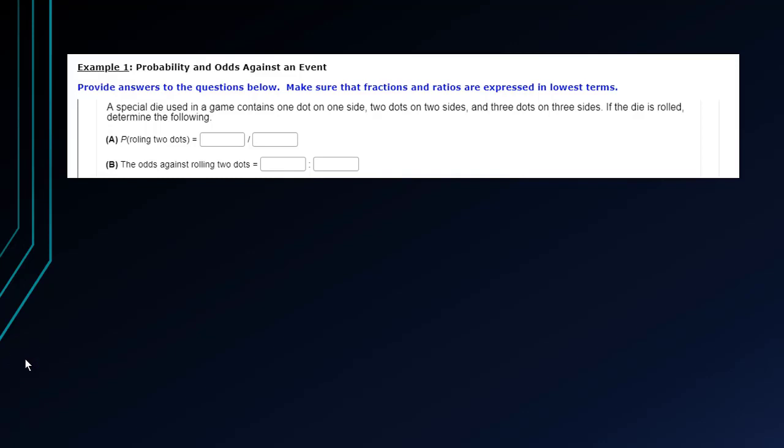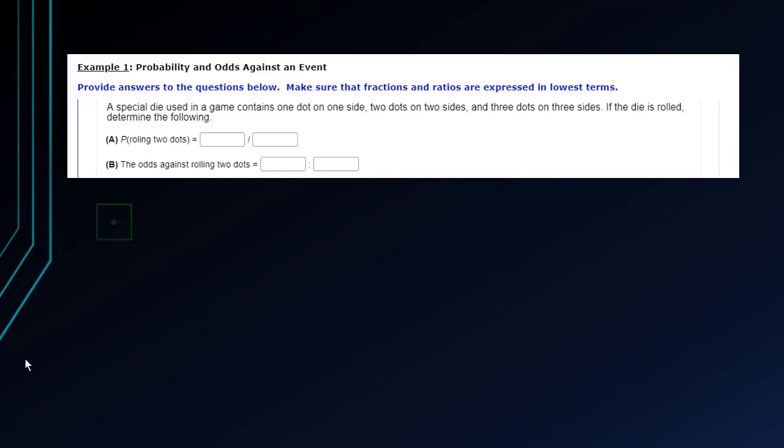In example 1, you're given this situation: the special die used in the game contains 1 dot on one side, 2 dots on 2 of its sides, and 3 dots on 3 of its sides. If the die is rolled, determine the following. You're asked to find the probability of rolling 2 dots and the odds against rolling 2 dots.